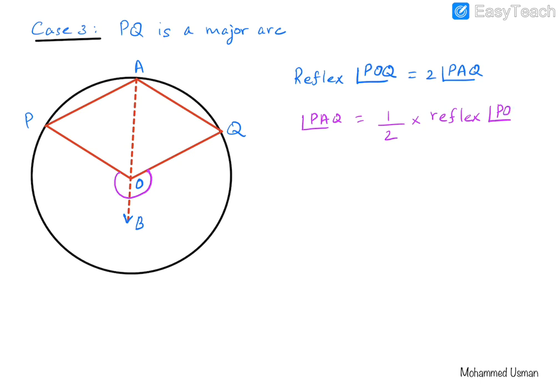Or we can write angle PAQ to be half of the reflex angle POQ. So we have discussed the first theorem related to the angle subtended by the arc at the center and the angle subtended by an arc at any other point on the circle. The theorem states that the angle subtended at the center is twice the angle subtended at any other point on the remaining part of the circle.